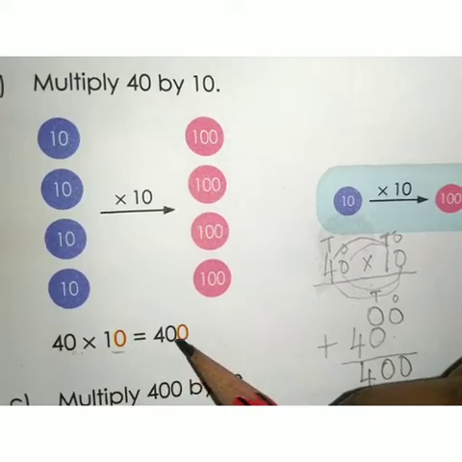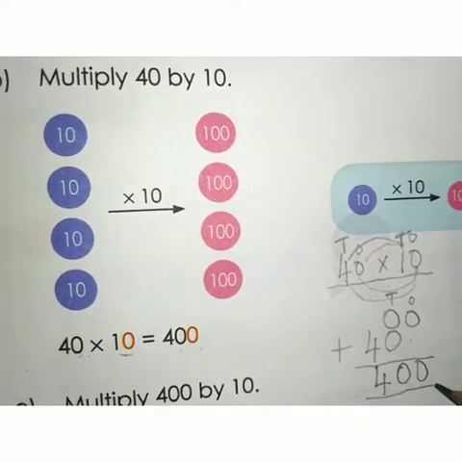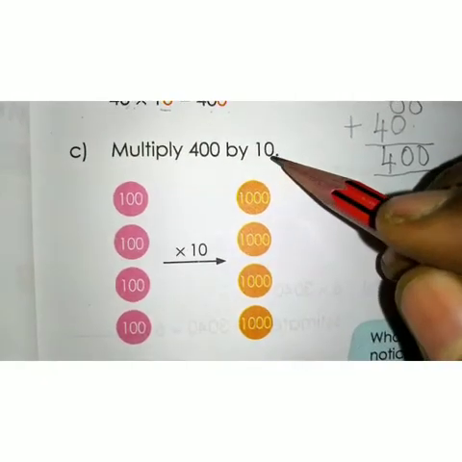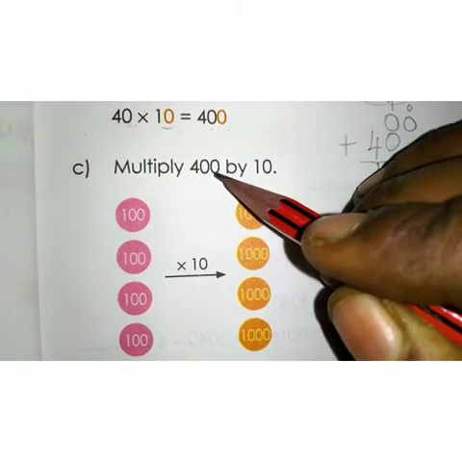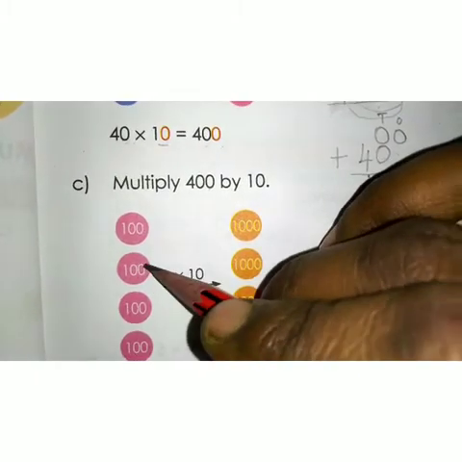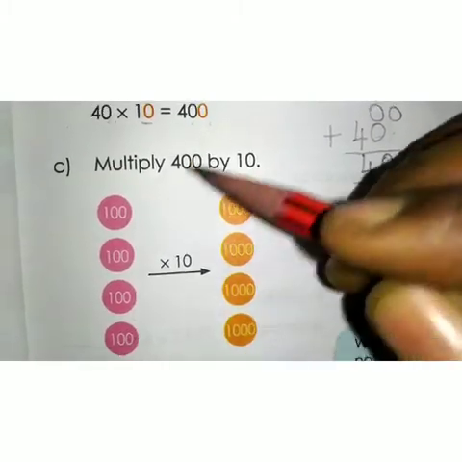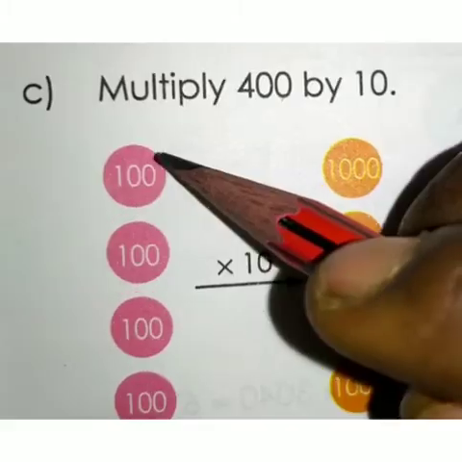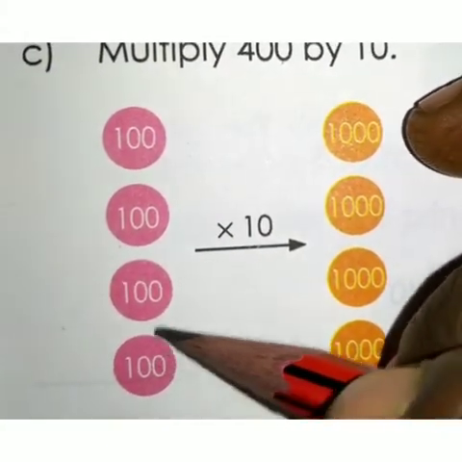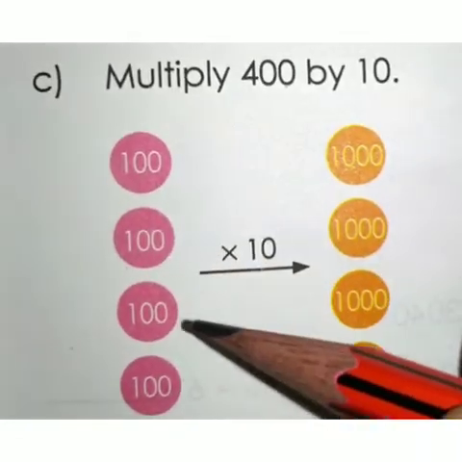So 40 into 10 by this method, and if you do the normal multiplication method, you will get 40 into 10 as 400. Now 400 by 10. You have to split up 400 as 4 hundreds. 100, 200, 300, 400. If you add all these 100s, you will get the answer as 400. 100 plus 100, 200. 200 plus 100, 300. 300 plus 100, 400. So you have to write 400 as 4 hundreds.